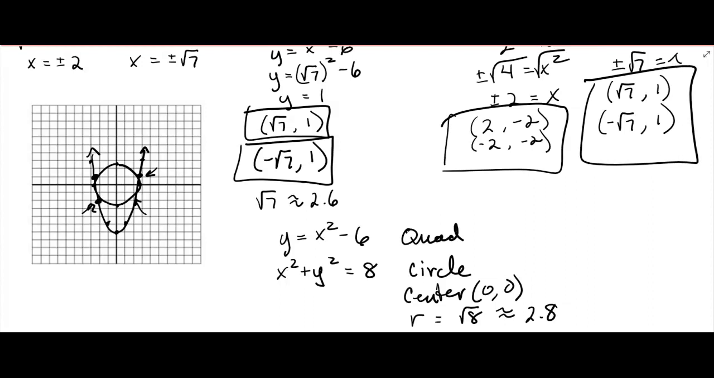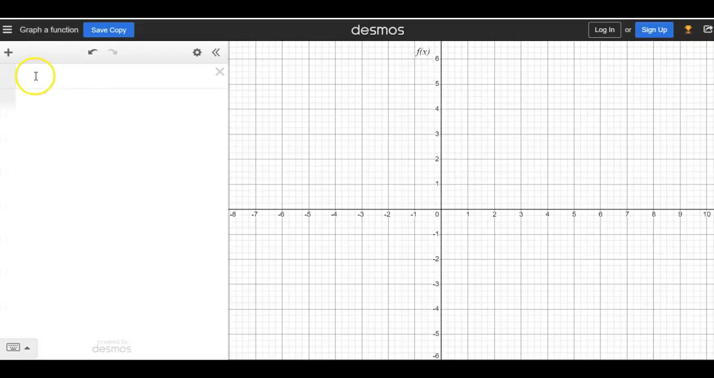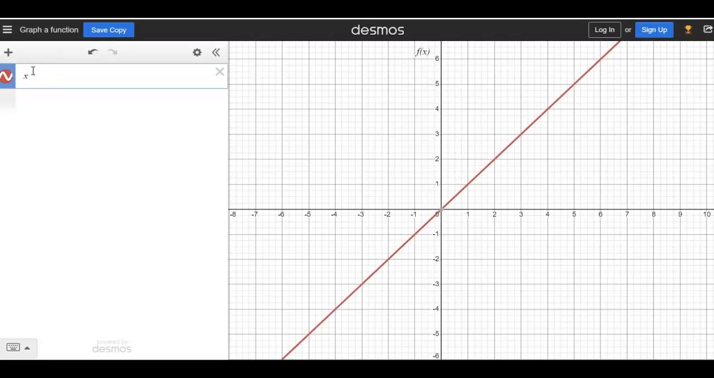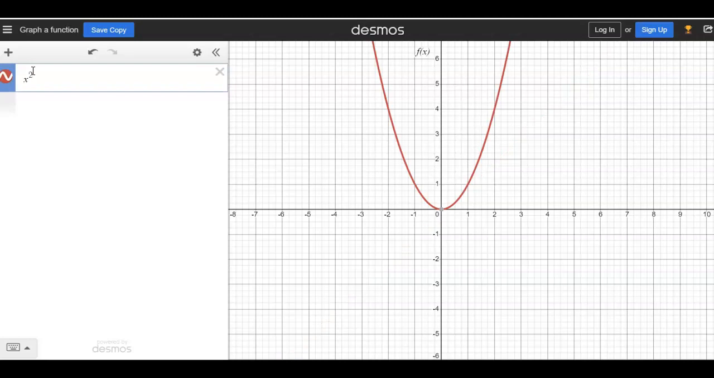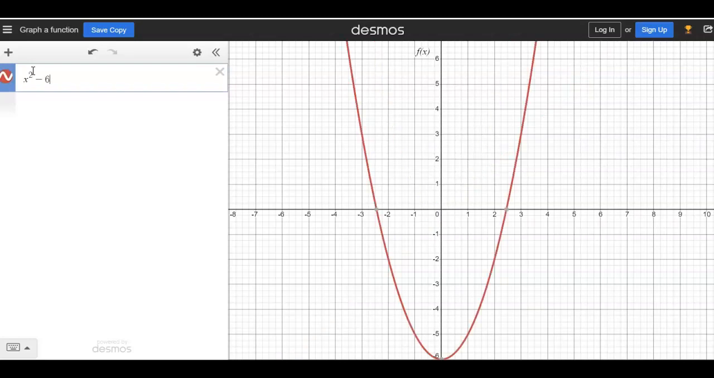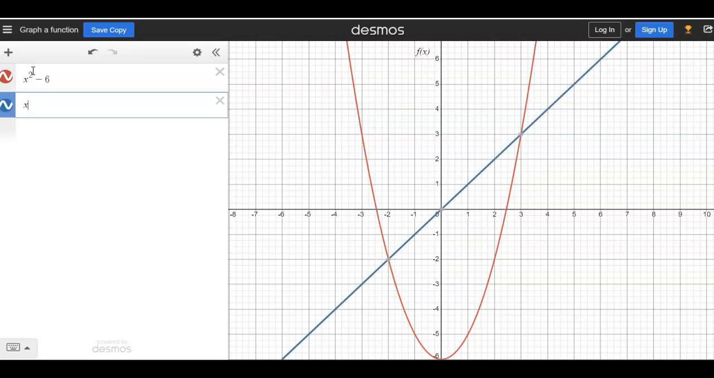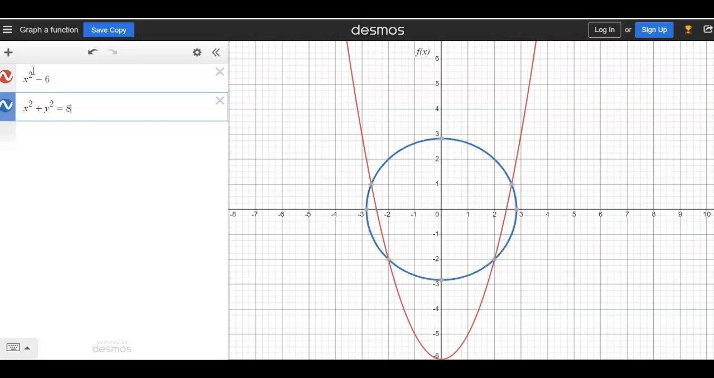But I'm going to show it to you in Desmos, and you'll be able to see it really clearly. Okay, so I'm hoping you can see this, but now I'm in Desmos. If I type in the first equation, which was x squared minus 6, there, it instantly shows it. Okay, so that's one equation, and now I'm going to do the other one, which is x squared plus y squared equals 8. And now you can see it perfectly drawn. And you can see where those points of intersection are.